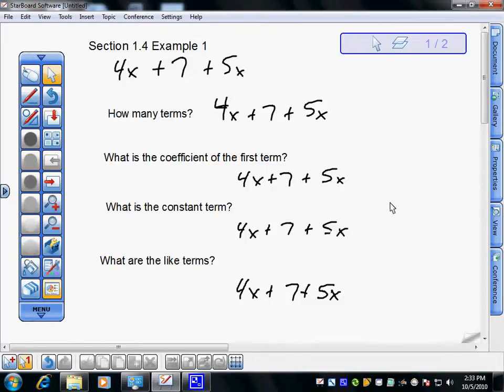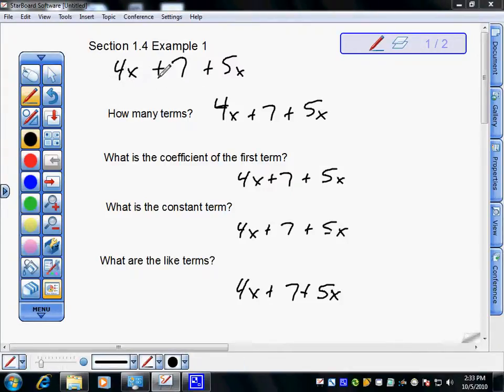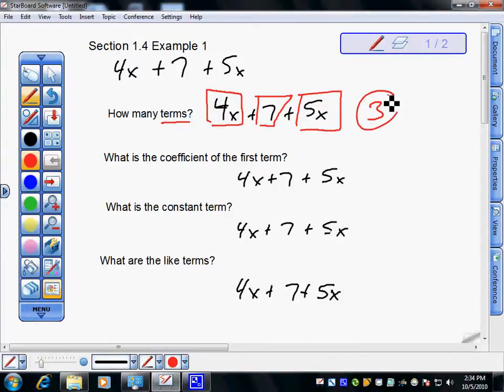In this example, we're going to explore some vocabulary words. We have an algebraic expression 4x plus 7 plus 5x. So we have a piece here, adding another piece here, adding another piece here. Each of those pieces is what's called a term. So when we ask how many terms there are, this would be the first term, this would be the second term, and this would be the third term, making a total of 3 terms.